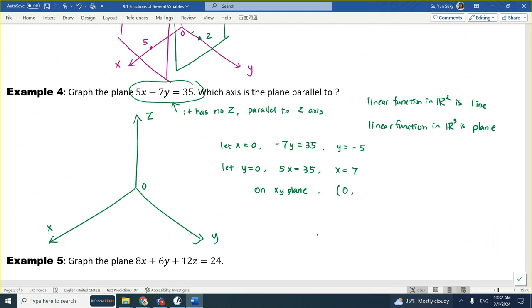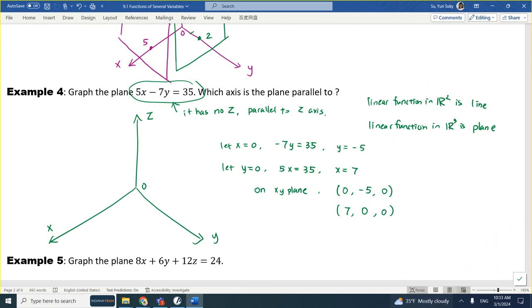So on the xy plane, it passes through the first point, where x is 0 and y is negative 5. On the xy plane, your z is always 0. Imagine your xy plane is here. Your height is 0. Yes, everybody? It also passes through the point where x is 7, y is 0, and z is also 0. Is that okay?